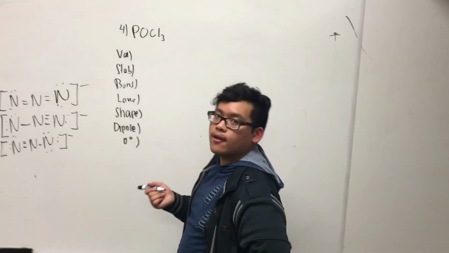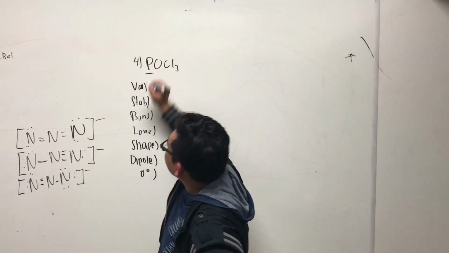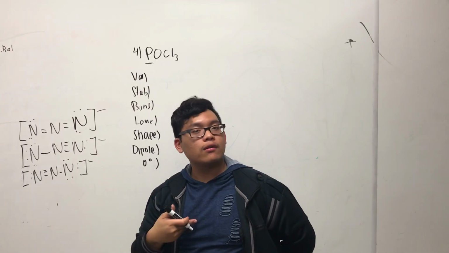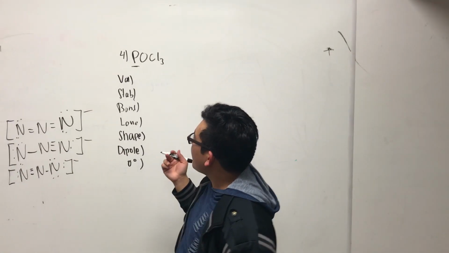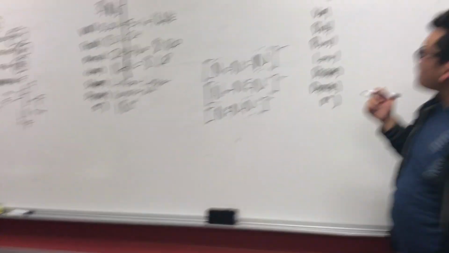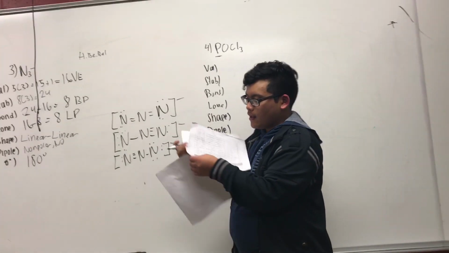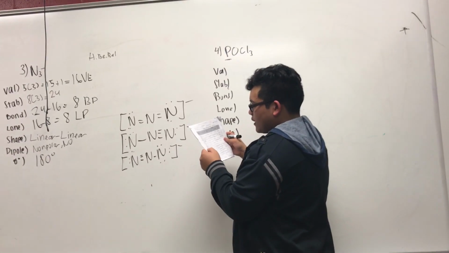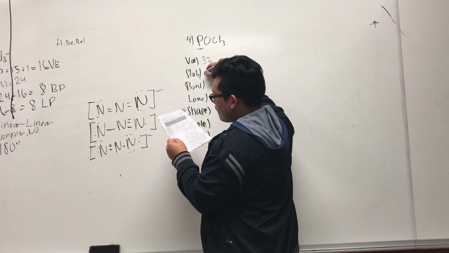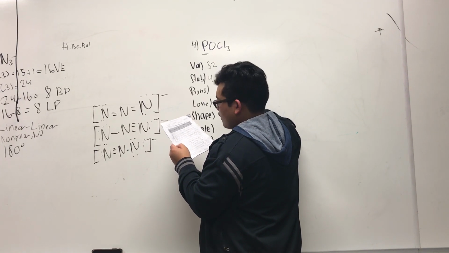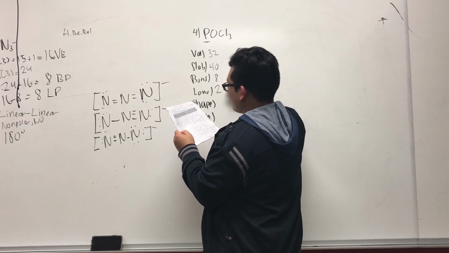So one, because there are three different elements, and believe it or not, the central element is P. Don't ask me why, I don't know. Usually the central element is the one in the middle, but not in this case. So right now, we're going to talk about the valence electrons, and I'm just going to give you the answer because you all understand how this works by now. The valence electrons are 32. The stab is 40. The bond is 8. And the lone is 24.